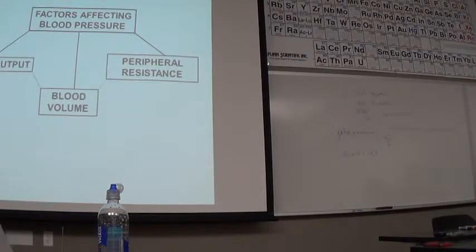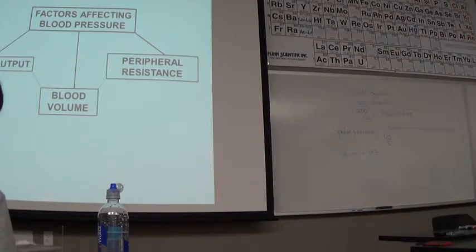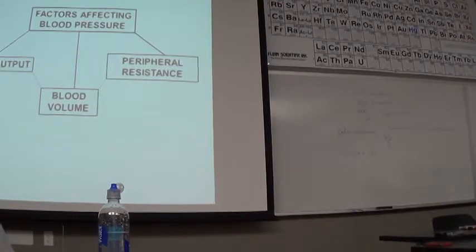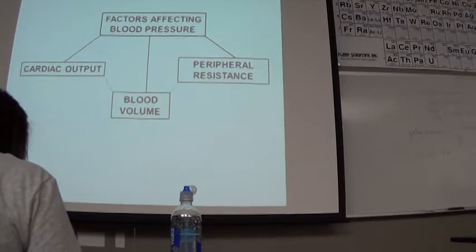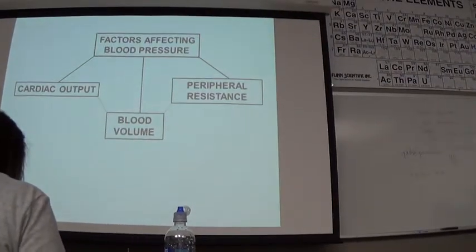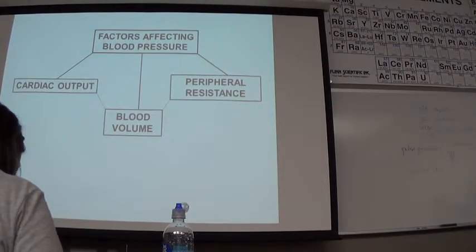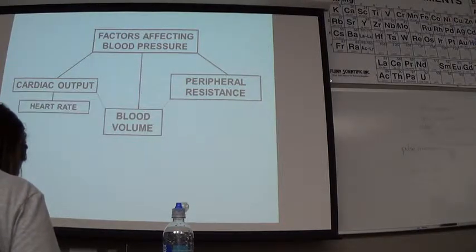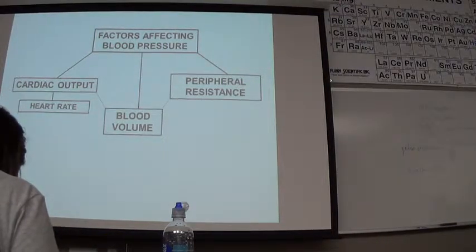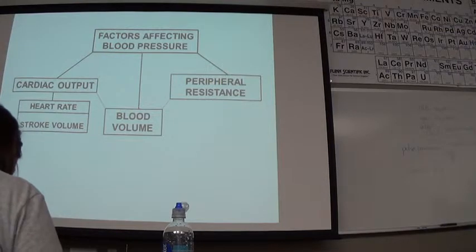So factors that are affecting blood pressure. We've already looked at cardiac output, so we're going to review that and look at peripheral resistance. And blood volume is a factor that really affects both. We'll look at factors when we talk about control of blood pressure. Controlling blood volume is something we're going to look at that will affect cardiac output and peripheral resistance. So what were the two factors that affected cardiac output? Heart rate and stroke volume.